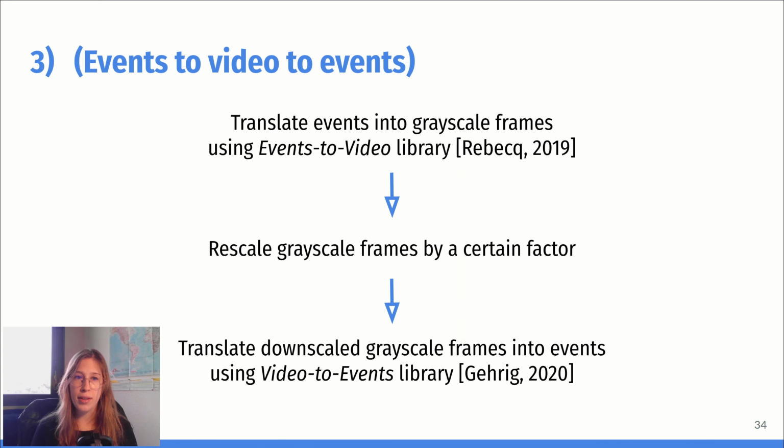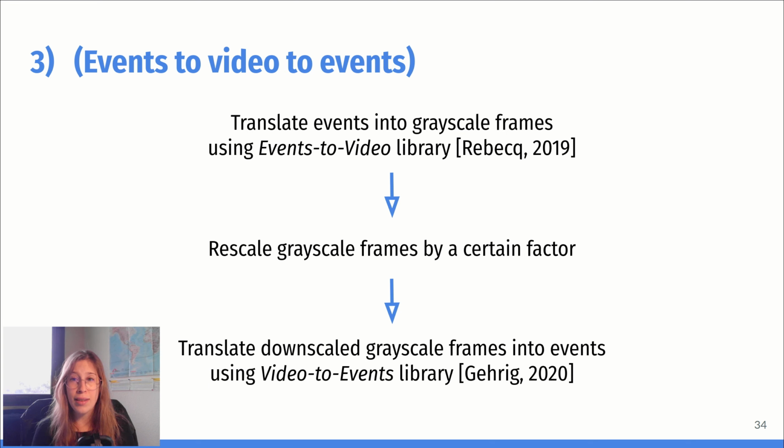The final method is the one given by simply translating events to video and then to events again. The first step would be to translate events into grayscale frames using the events to video library created by Rebecca in 2019, then rescale the actual grayscale frames by a certain factor using any of the many tools that exist in order to do this, and then translate those grayscale frames back into events using the video to events library produced by Gehrig in 2020.